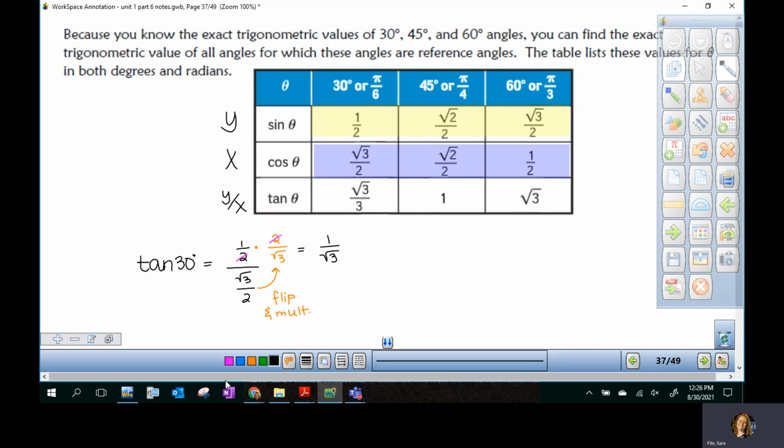Now there's the next issue. We don't leave radicals in the denominator. So we're going to rationalize. I went over this process. I reviewed it with y'all last week. So in the numerator, 1 times square root of 3 is just square root of 3. And square root of 3 times square root of 3, that drops the square root, and you're left with just the 3.